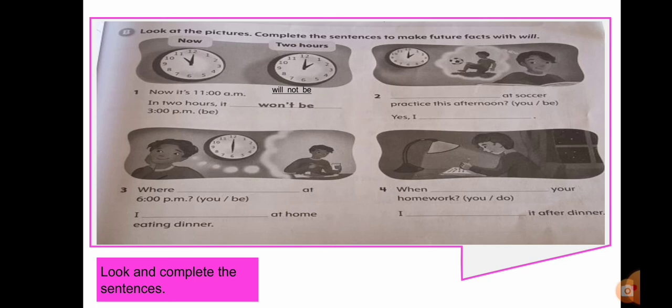Similarly, picture number 3. Where will you be at 6 p.m.? Now speak the answer before I do. I will be at home eating dinner. As you can see in the picture, he is eating dinner. Picture number 4. Please do it before I do. When will you do your homework? I will do it after dinner.